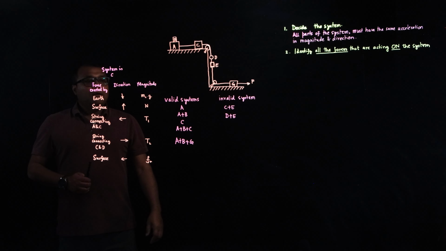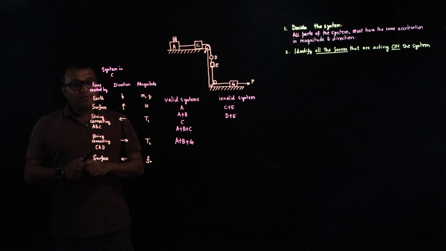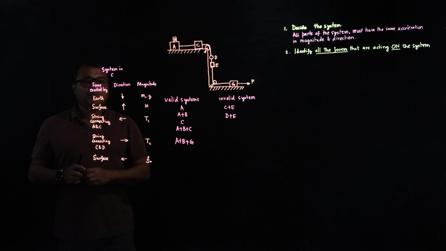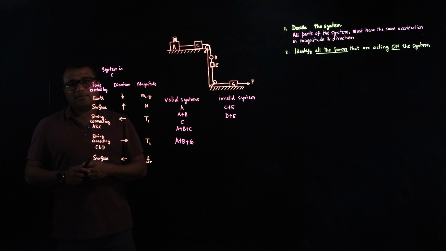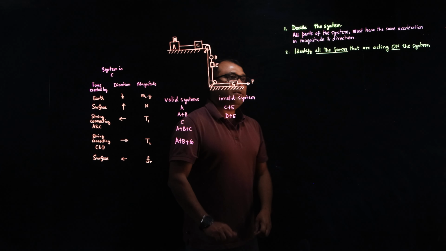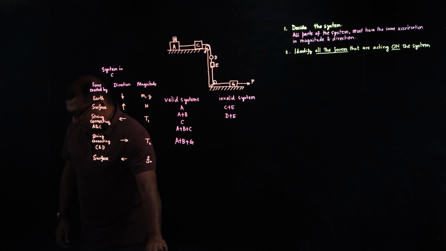When we consider A plus B plus C as the system, then we only consider the external forces that are acting on the system. Any internal force between A and B, or B and C, or A and C, we have to ignore. So that is step number two: identify all the forces that are acting on the system.